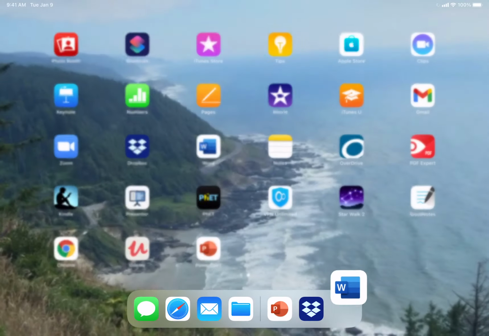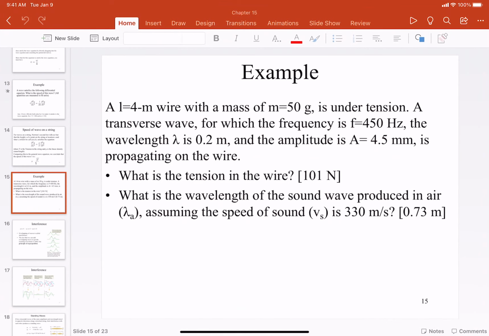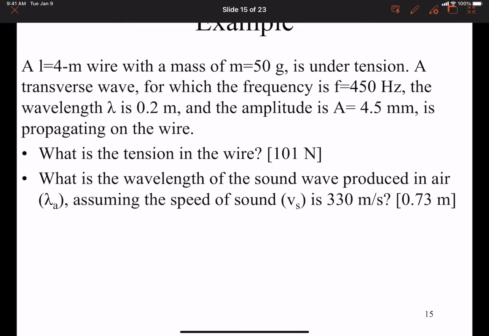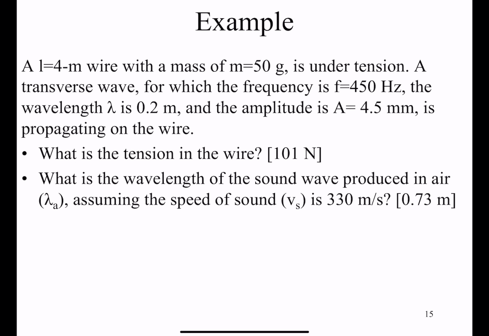All right, let's do an example problem on this. So please pause the video for a moment and see if you can work this out on your own. This problem is saying that you have a wire of a certain length and mass that's under tension, and there is a wave propagating through this wire, and you're given some information about the wave: the frequency, the wavelength, and the amplitude. The first part of the question is asking for the tension in the wire. So what is the tension going to be?